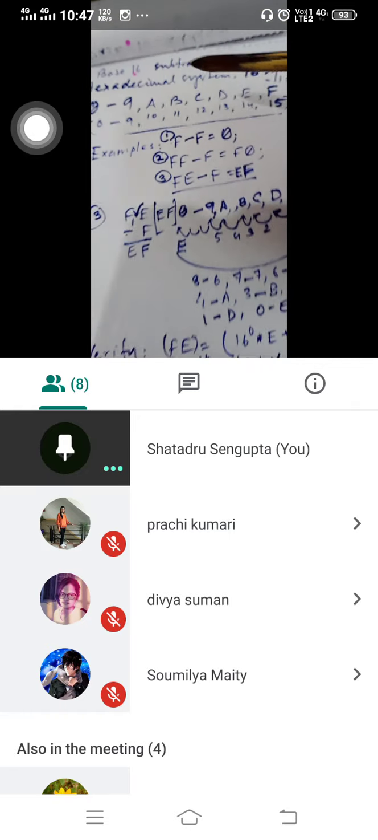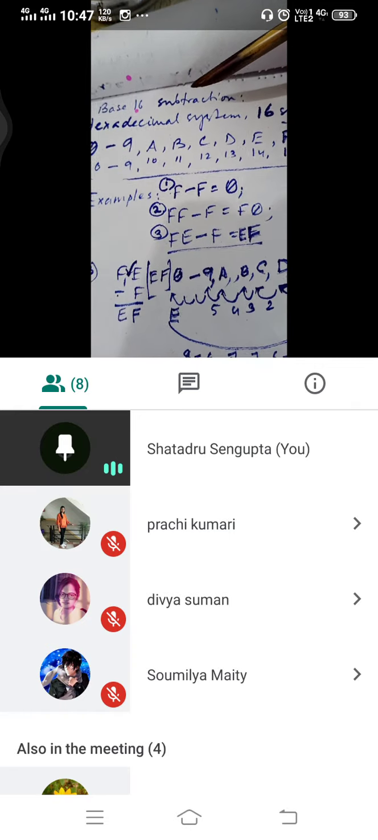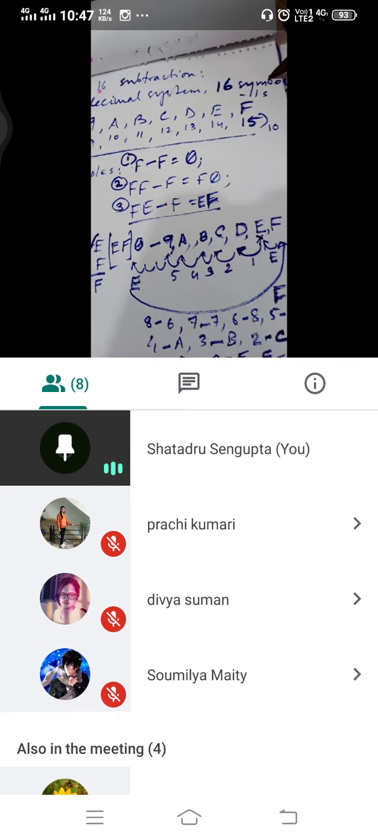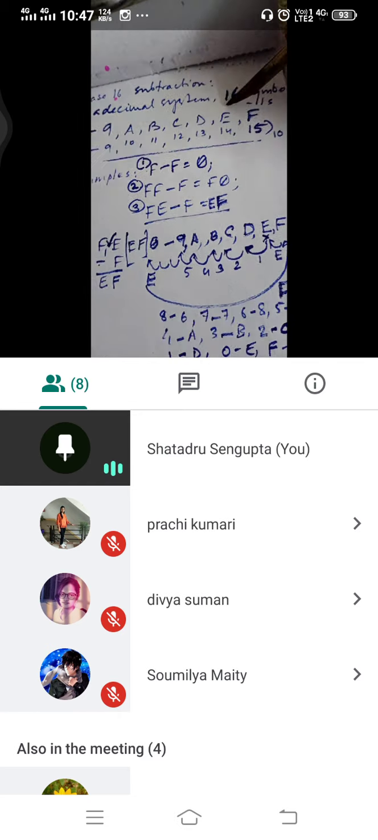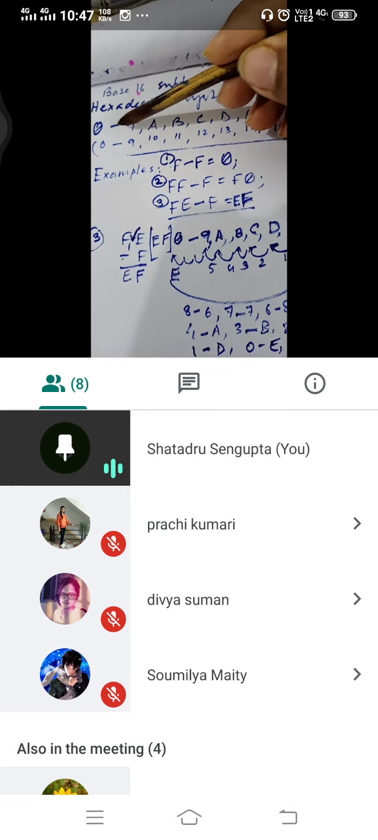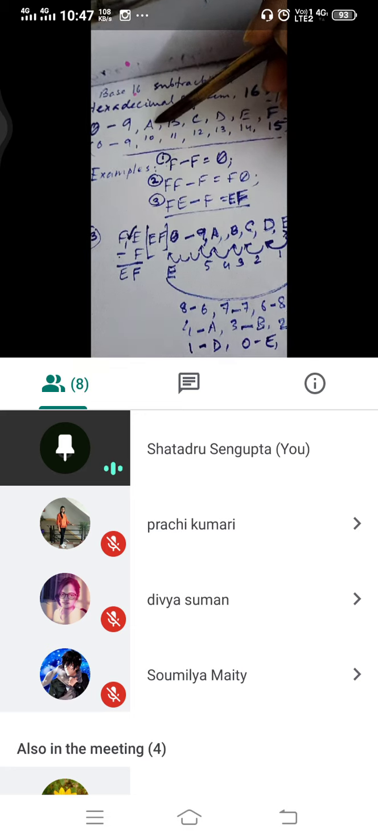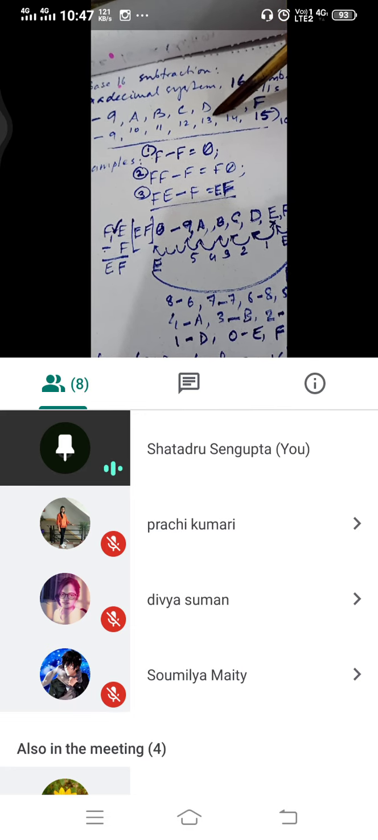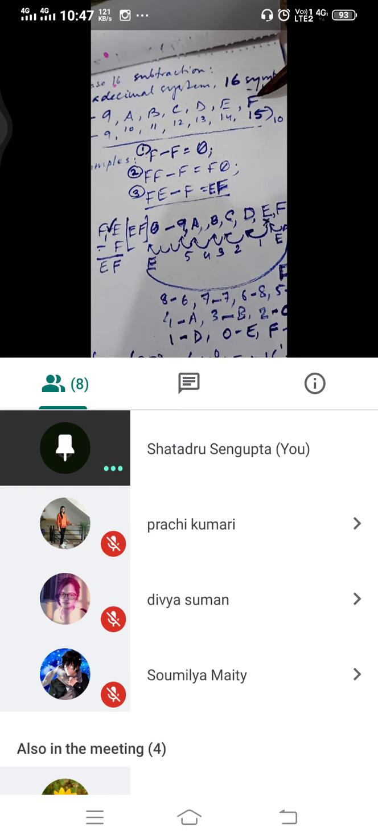Carrying on with base 16 subtraction now. Base 16 is the hexadecimal system, right? So 16 symbols are there. What are those? There's 0 to 9. Then A is 10, B is 11, C is 12, D is 13, E is 14, F is 15.